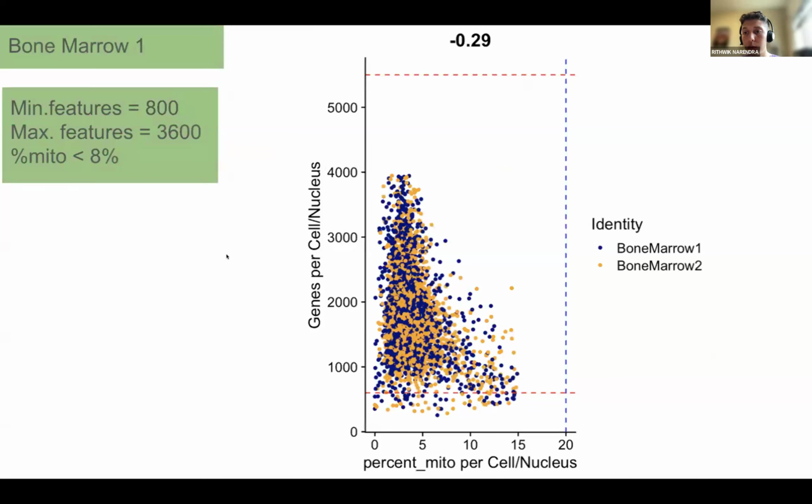This is another cool visualization that SC Customize allows you to do, where you can look at the percent mitochondrial and gene counts per each cell, and you can adjust your cutoffs. I didn't really use this to inform anything, but I just thought it was a neat visualization.